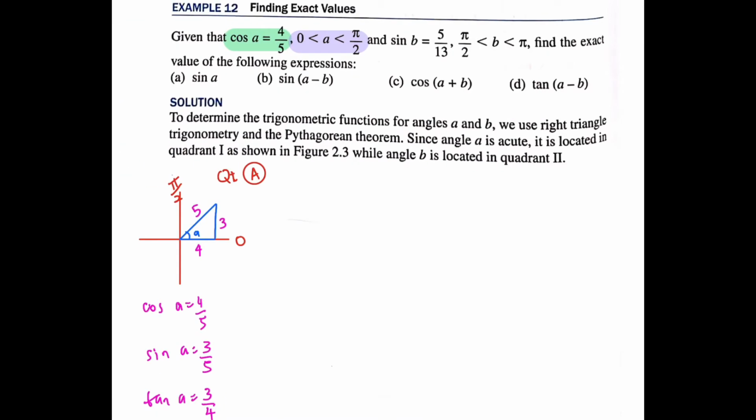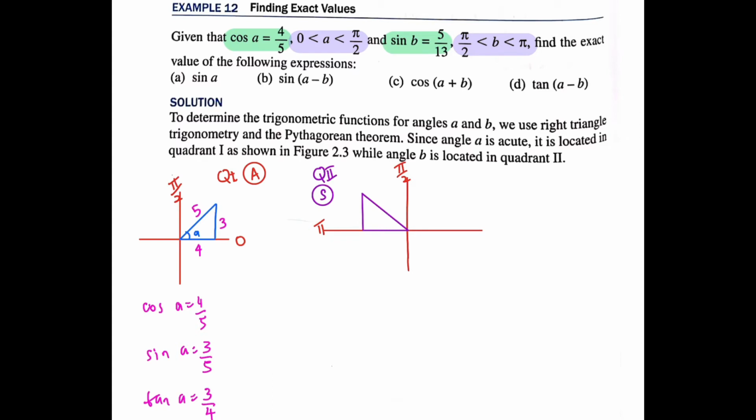Now let's move on to sine B. Sine B is equal to 5 over 13. And it's mentioned here that B is between pi over 2 and pi. So let's straight away graph this. Between pi over 2 and pi, therefore you are now in the second quadrant. Be careful. In the second quadrant, S here is positive, meaning that sine and also cosecant theta are positive. Other than that, it is negative.